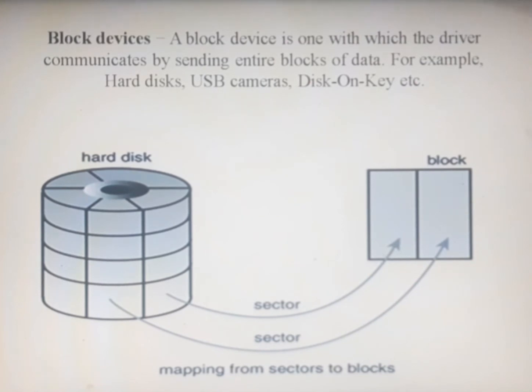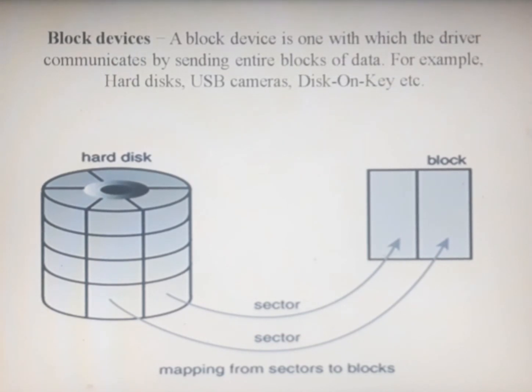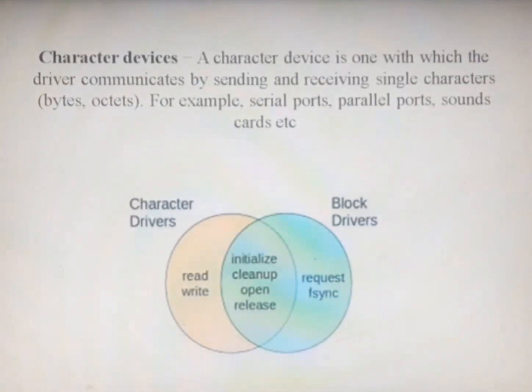So a block device is one with which the driver communicates by sending entire blocks of data. You can communicate with any device, not only a hard disk; you can communicate with cameras, disks, anything. But here the entire block of data will be sent to the memory. That is block devices. The second one is character devices.